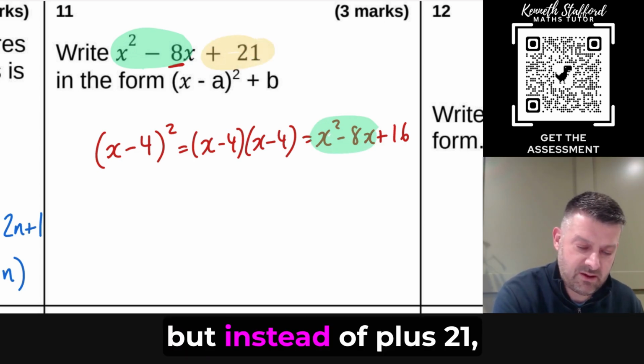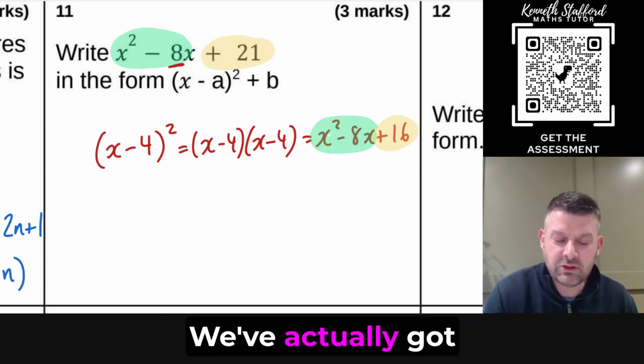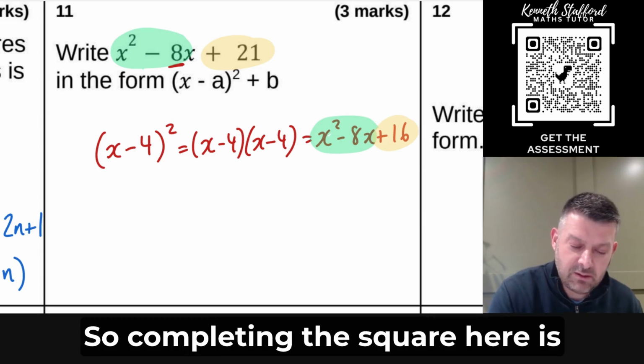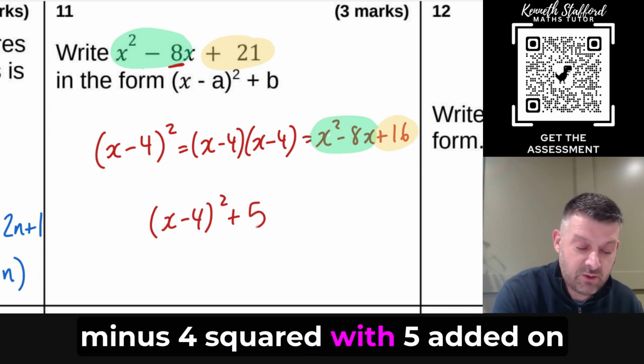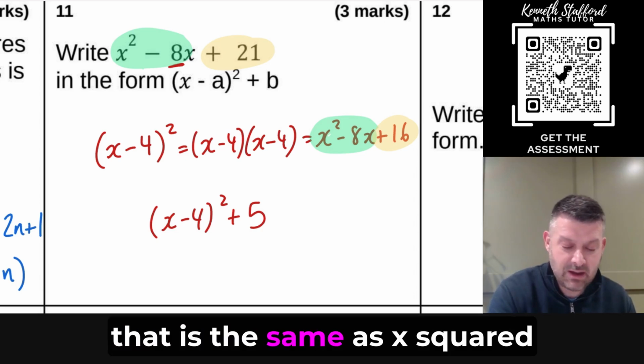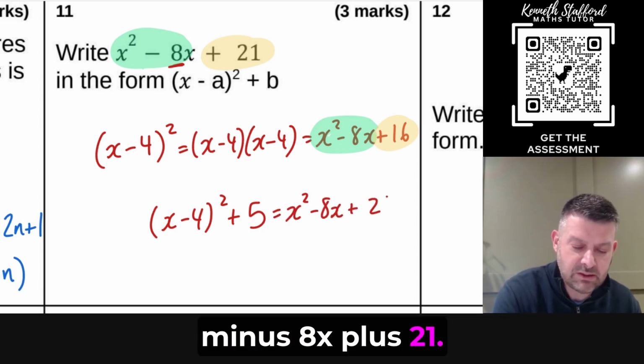But instead of plus 21, we got plus 16. So it's not quite right. We've actually got to add on 5. So completing the square here is to say that it's equal to x minus 4 squared with 5 added on. That is the same as x squared minus 8x plus 21.